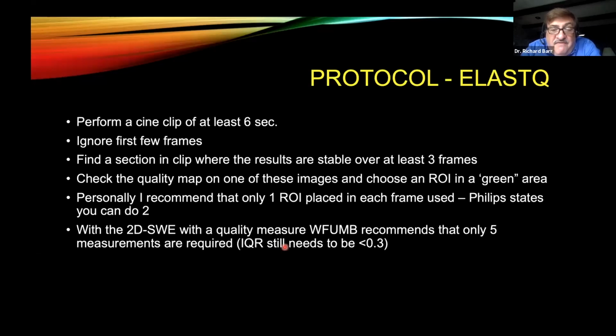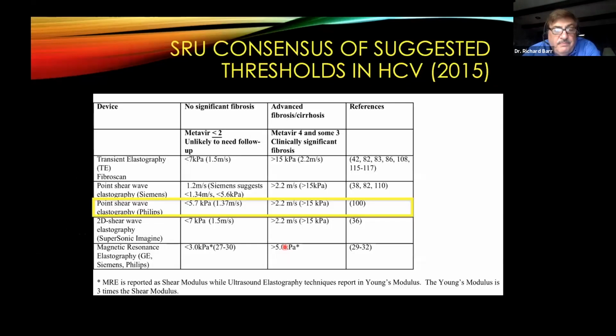So we're taking 5 6-second clips. So we're really only imaging for 30 seconds in the average patient to get our 5 measurements. And I think that's really good. And again, it has a running total of the IQR over median, so you can look at that to see how well you're doing.